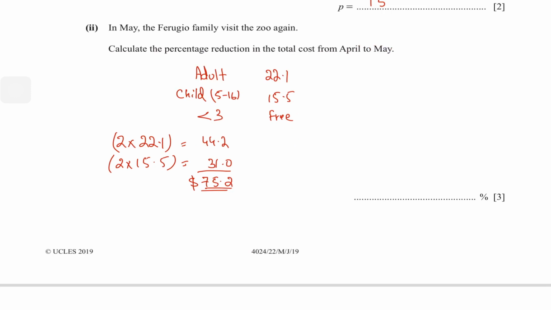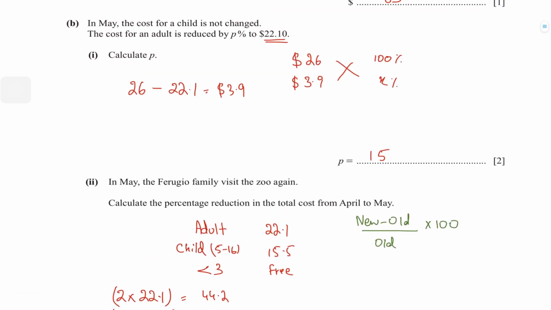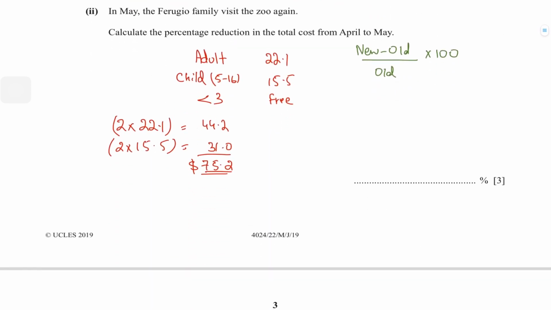To find the percentage reduction, the formula that we will use is the difference between new and old divided by the old value, multiplied by 100. If you recall, the old price is equal to 83. So we're going to take 83 minus 75.2, divided by the old price, which is also 83, multiplied by 100.